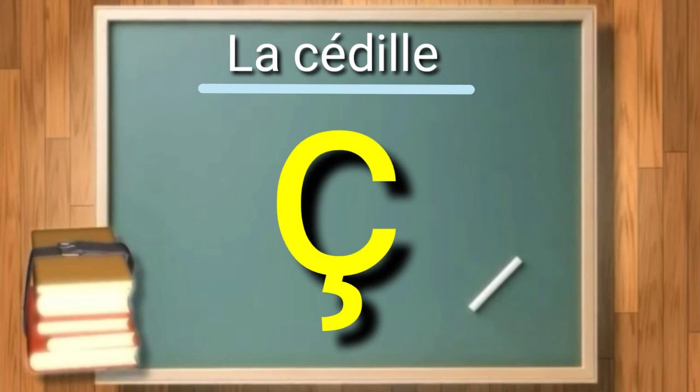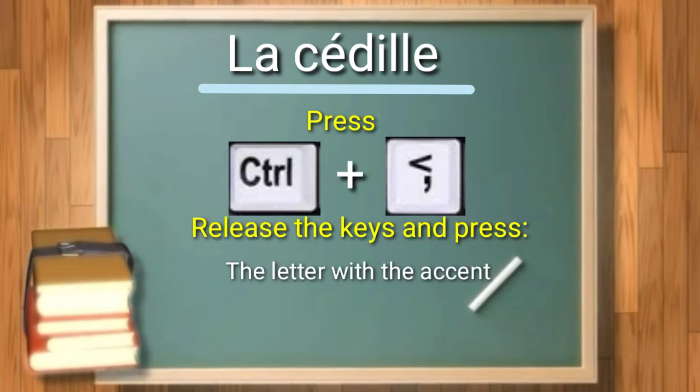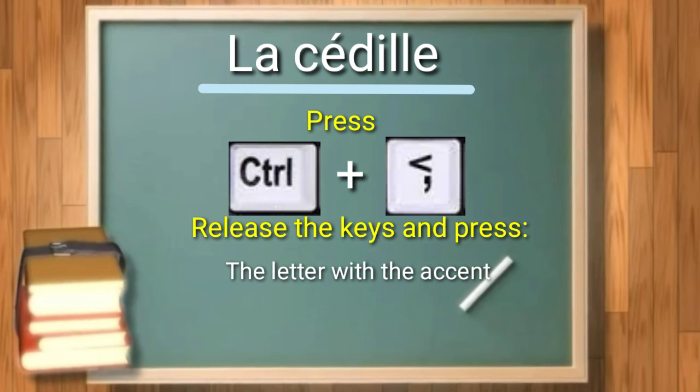I had almost forgotten about the Cédille. So how do we type the Cédille? That is of course under the letter C in French. This is how we type it. You press and hold Ctrl, and then you type the comma. You see the comma. So you press Ctrl and comma at the same time, release both at the same time, and then type letter C.